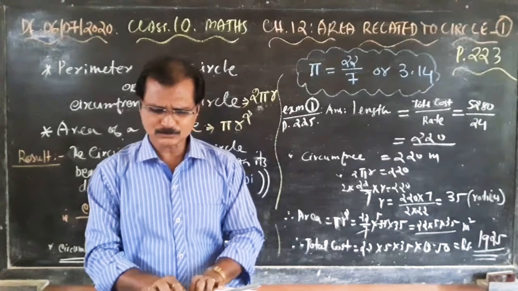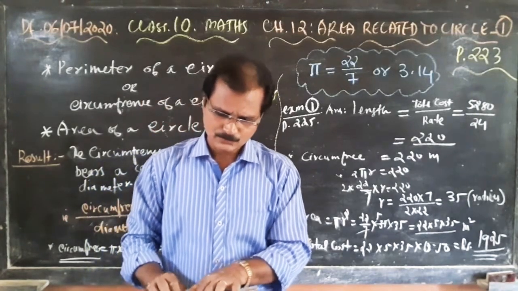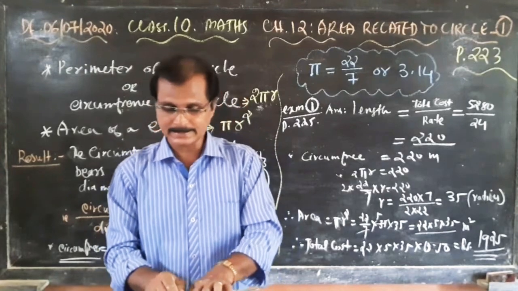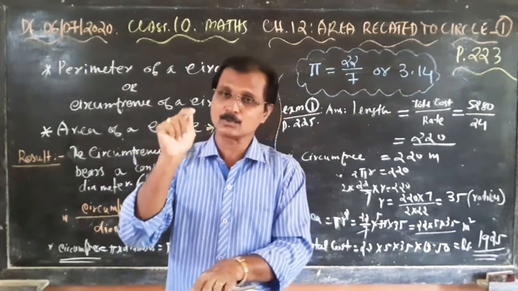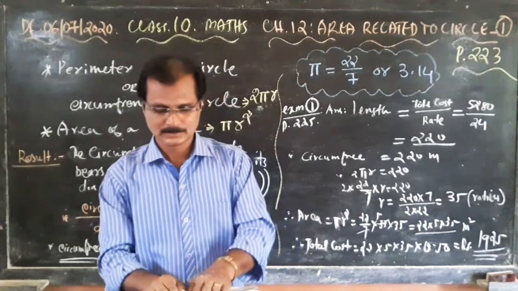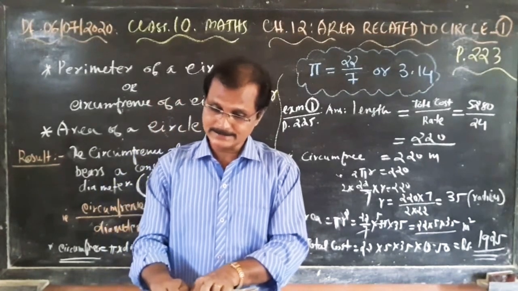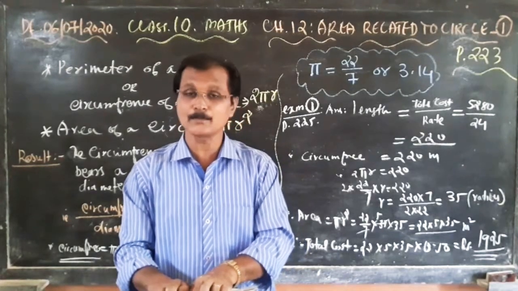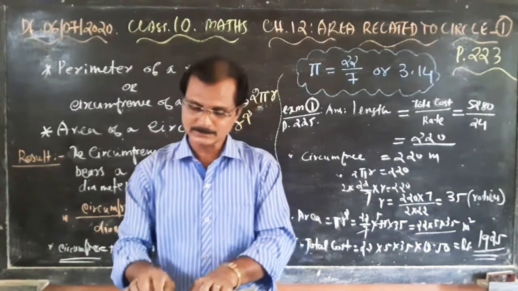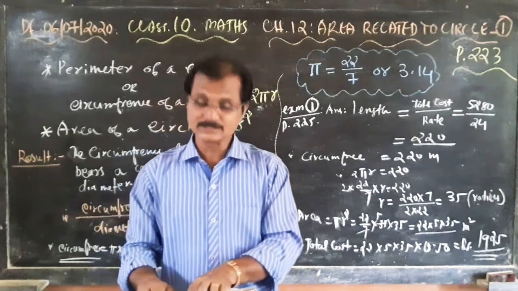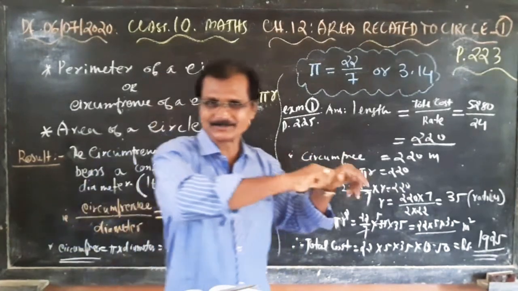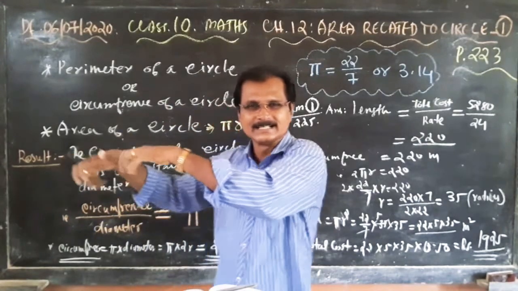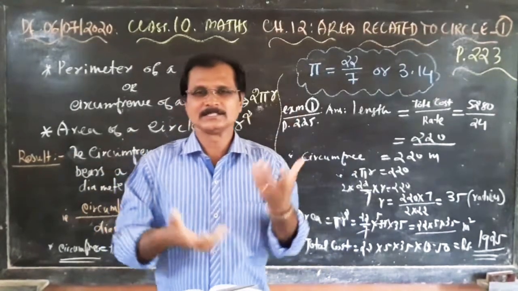And at the rate of rupees 24 per meter, the total is 5280. Total cost is given, and the cost per meter is given. The field is to be plowed at the rate of 0.50, that is 50 paise per square meter. Find the cost of plowing the field. Plowing is putting a special kind of instrument behind the tractor.